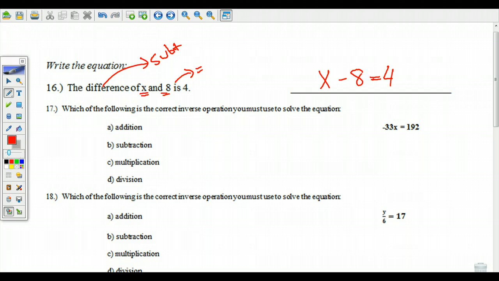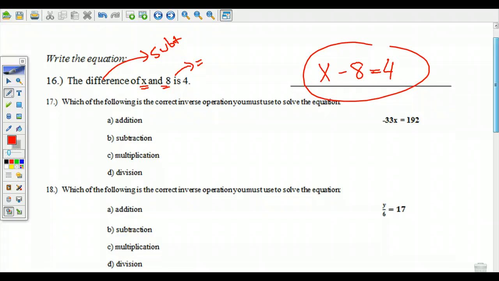And that's it. You don't even have to solve that one, but if you did, you would get 12 when you add 8 to both sides.